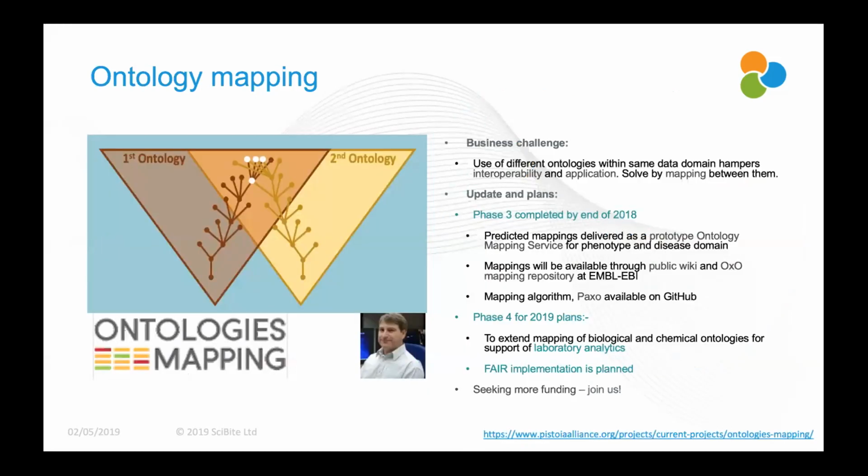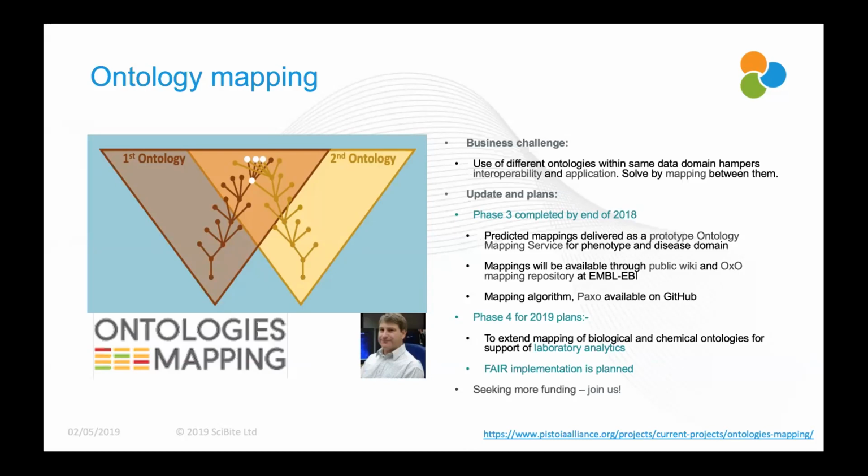So I've been involved with a project coordinated by the Pistoia Alliance, which is attempting to provide reference mappings for some of the major biomedical ontologies. It's been run in collaboration with EBI, and the mappings are going to be made available through the OXO tool, as is the algorithm that's used to generate them, which is called PAXO, I believe.